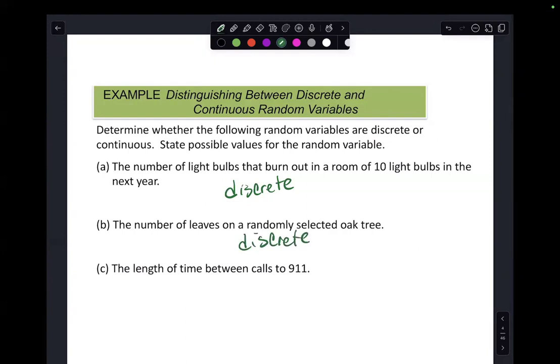The length of time between 911 calls. I have to wait 2 minutes and 36 seconds before I can wait 2 minutes and 37 seconds, and 2 minutes 36.8 seconds. It has to go through all of the times leading up to the time when the phone finally rings. So it can take on any value in between the minutes. Therefore, this would be continuous. Make sense? Are we good? Okay.